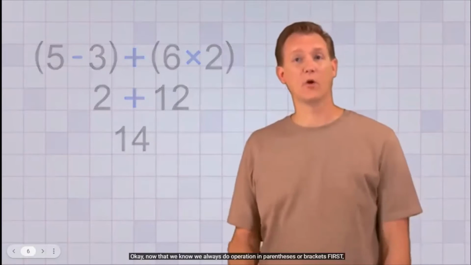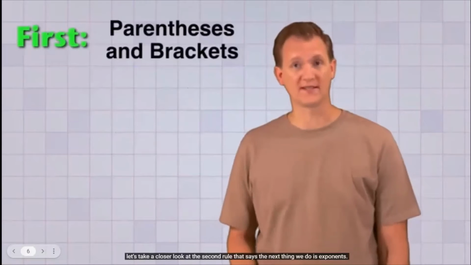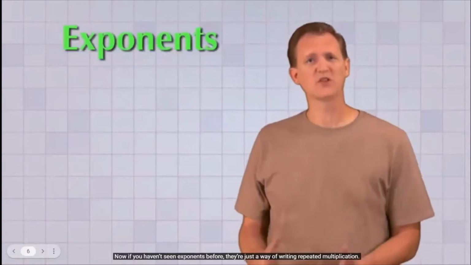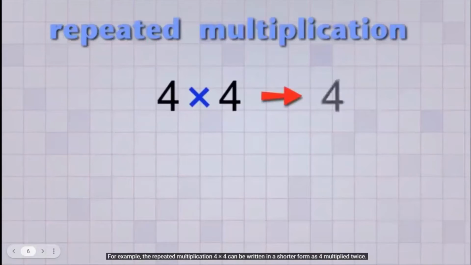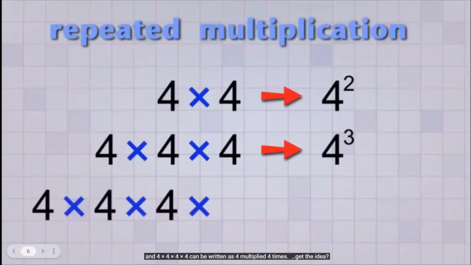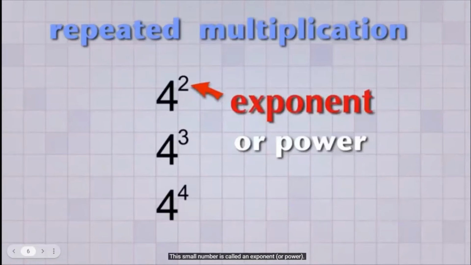Okay, now that we know that we always do operations in parentheses or brackets first, let's take a closer look at the second rule that says the next thing we do is exponents. Now, if you haven't seen exponents before, they're just a way of writing repeated multiplication. For example, the repeated multiplication 4 times 4 can be written in a shorter form as 4 multiplied twice. And 4 times 4 times 4 can be written as 4 multiplied 3 times. And 4 times 4 times 4 times 4 can be written as 4 multiplied 4 times. Get the idea? This small number is called an exponent, or power. It just tells you how many times to multiply the bigger number together.